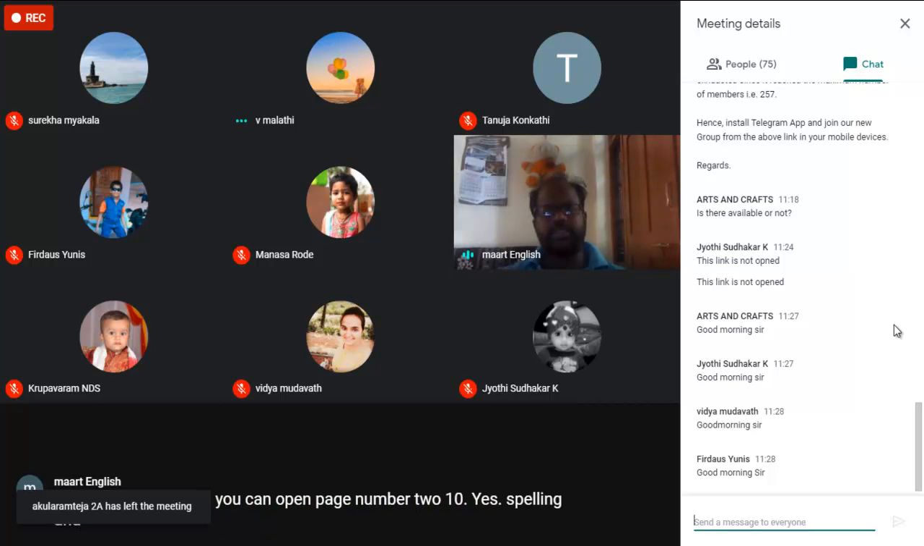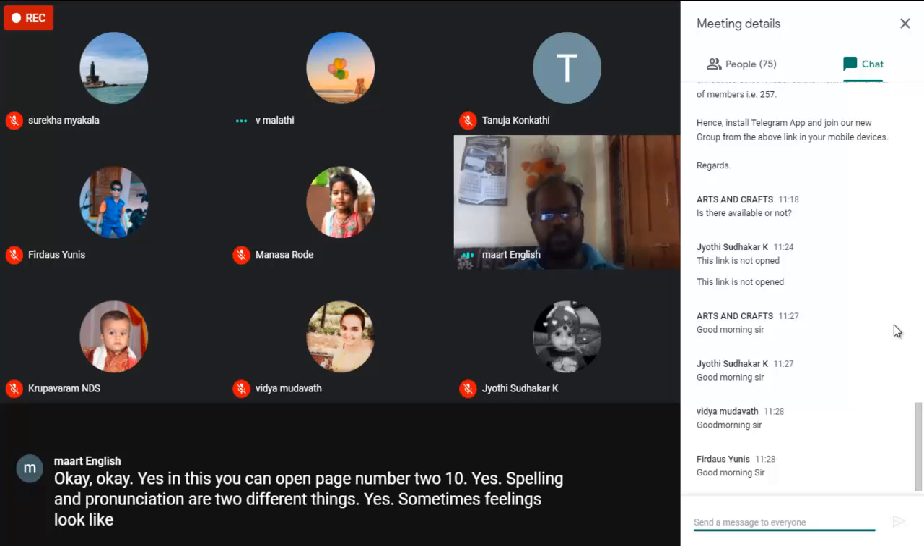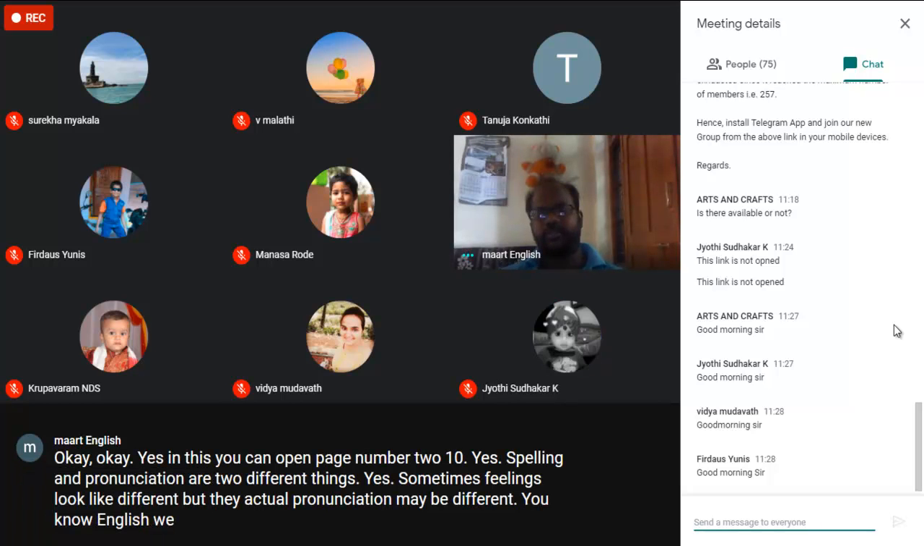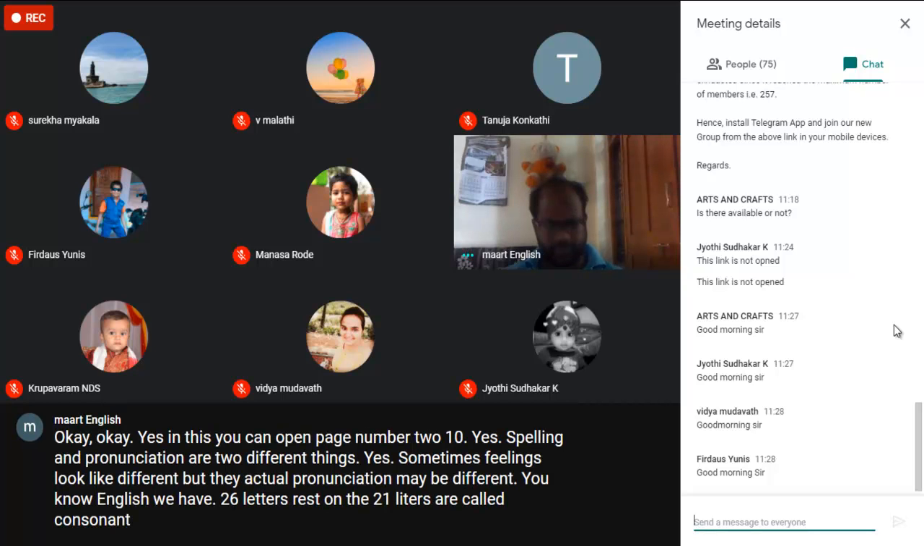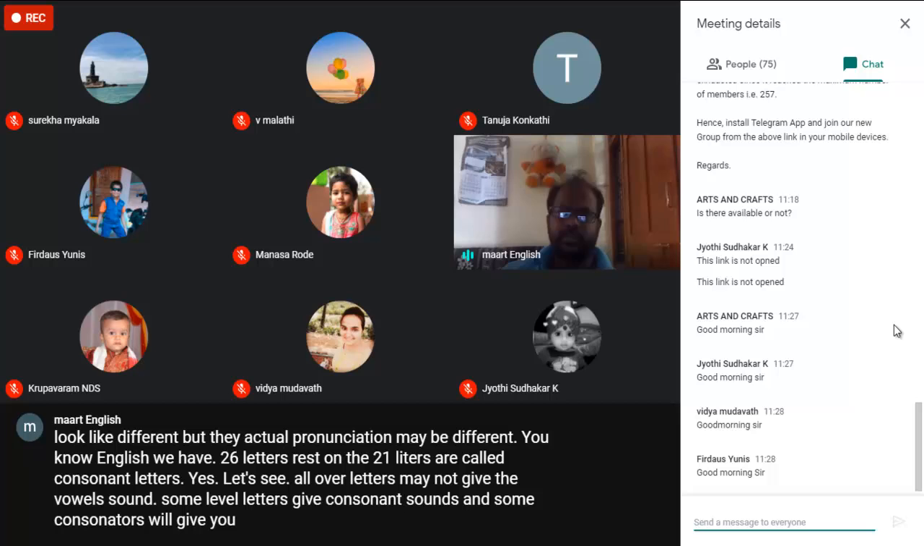Spelling and pronunciation are two different things. Sometimes spellings look alike, but their actual pronunciation may be different. In English, we have 26 letters. A, E, I, O, U are called vowel letters. The rest of the 21 letters are called consonant letters. Not all vowel letters give the vowel sound. Some vowel letters give consonant sounds, and some consonant letters give semi-vowel sounds. That is why the sound is more important than the letter.